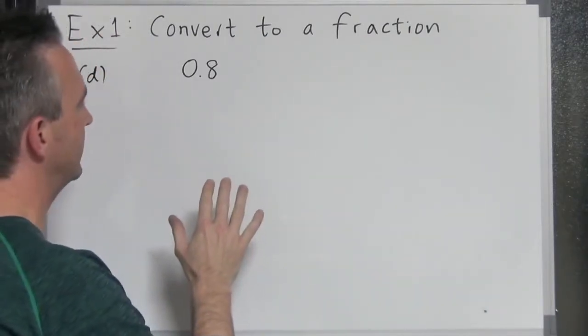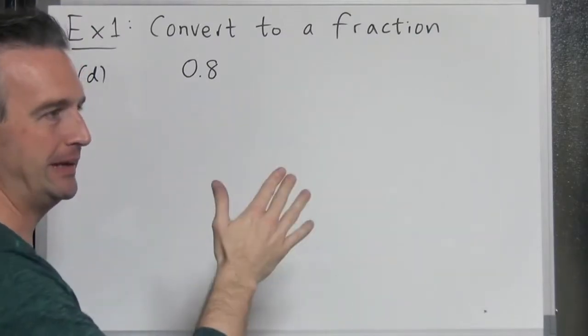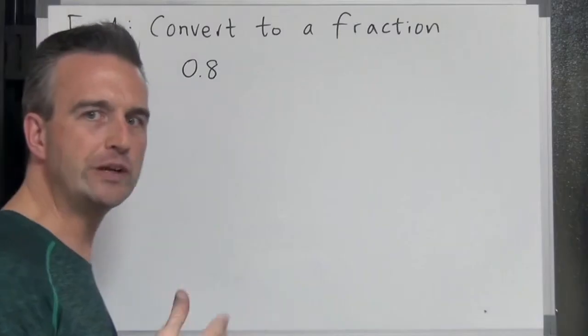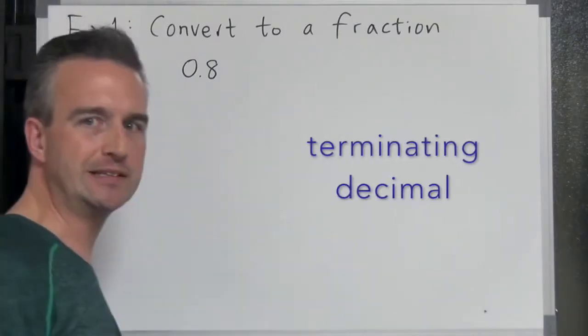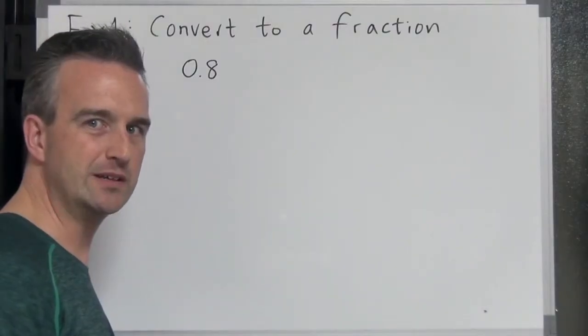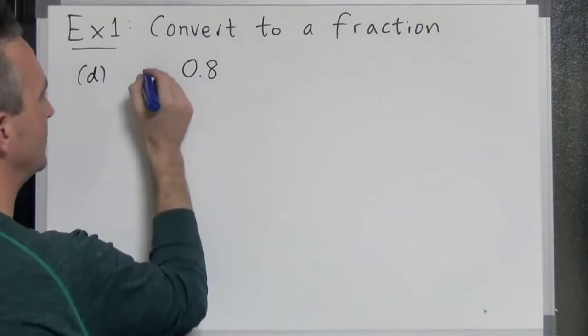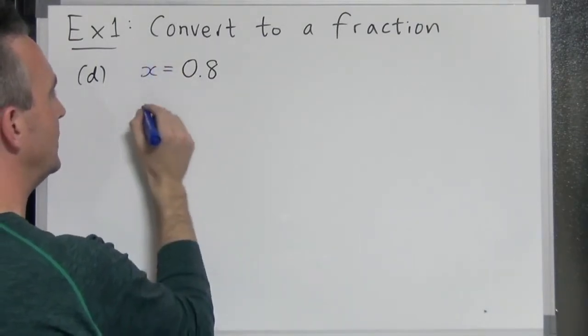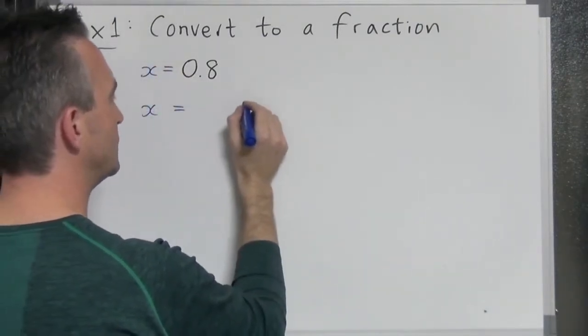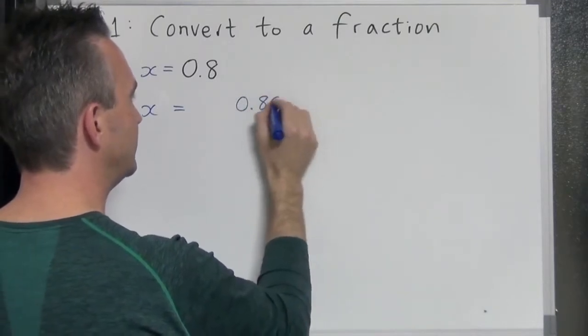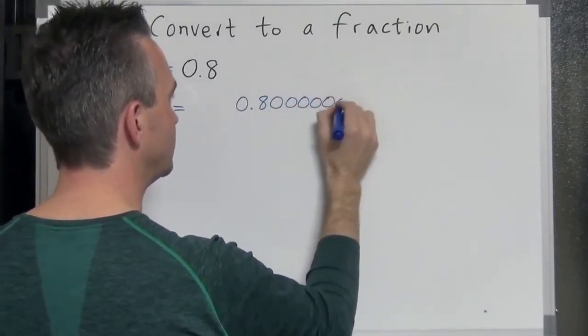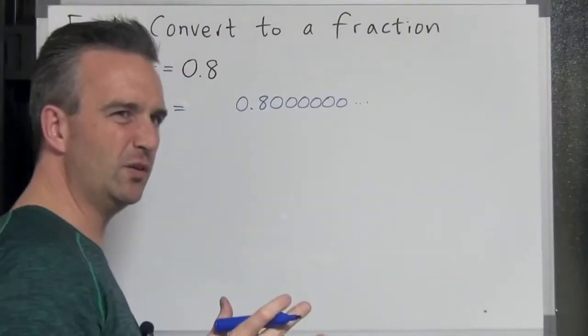0.8. There's got to be some mistake here. This is not a repeating decimal. Yes, it is. What do you mean it's a repeating decimal? It's a terminating decimal. It is a repeating decimal if you think of it as 0.8000000 with the zeros going on forever. Oh, really? So let me get this straight. We could call this x equals this, and we could think of this as a repeating decimal 0.8000000, on and on like that? That's exactly what I'm saying. I never thought of it that way.